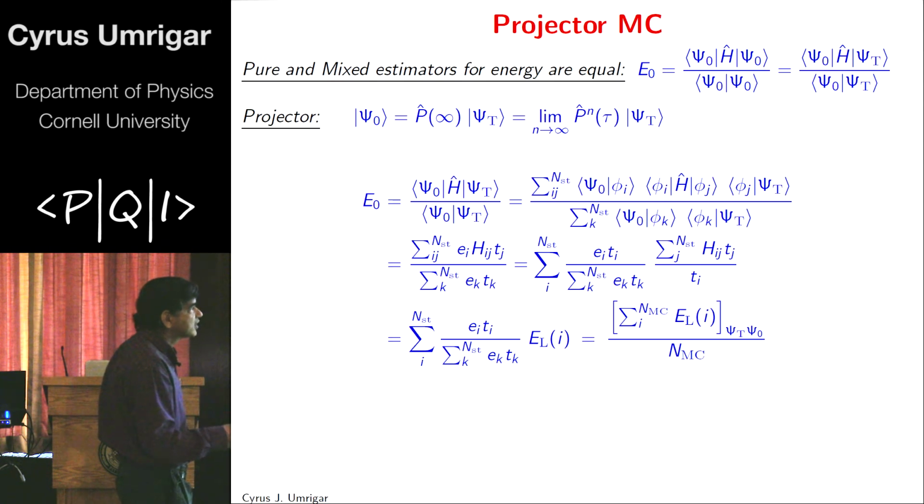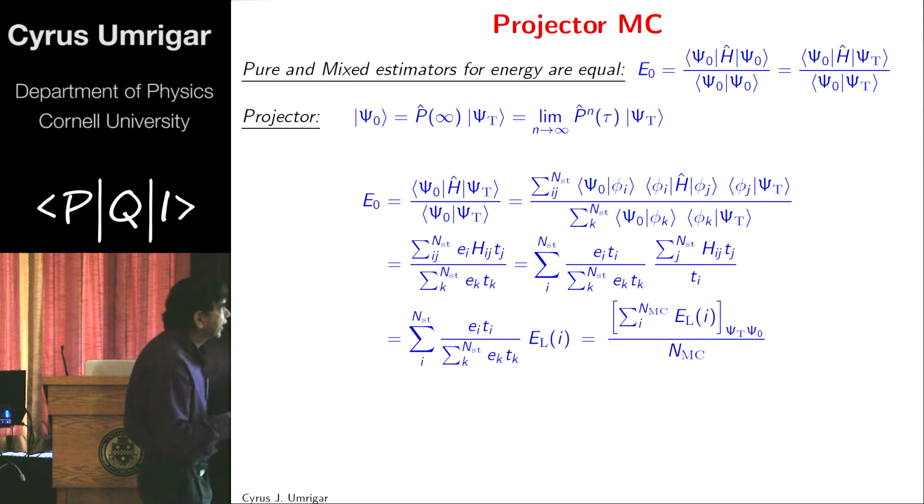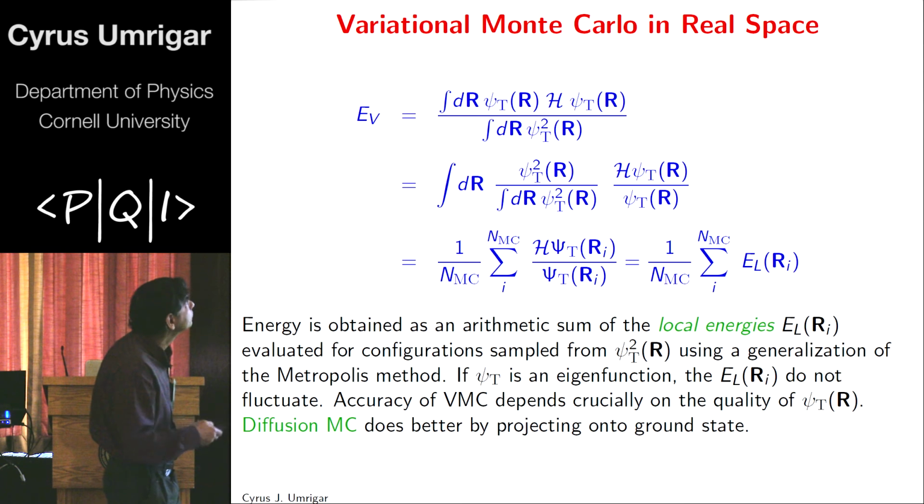The only difference is that these Monte Carlo points are now sampled from the product of the trial wave function and the exact wave function. So far I've not told you how you sample from the exact wave function. I will get to that later.